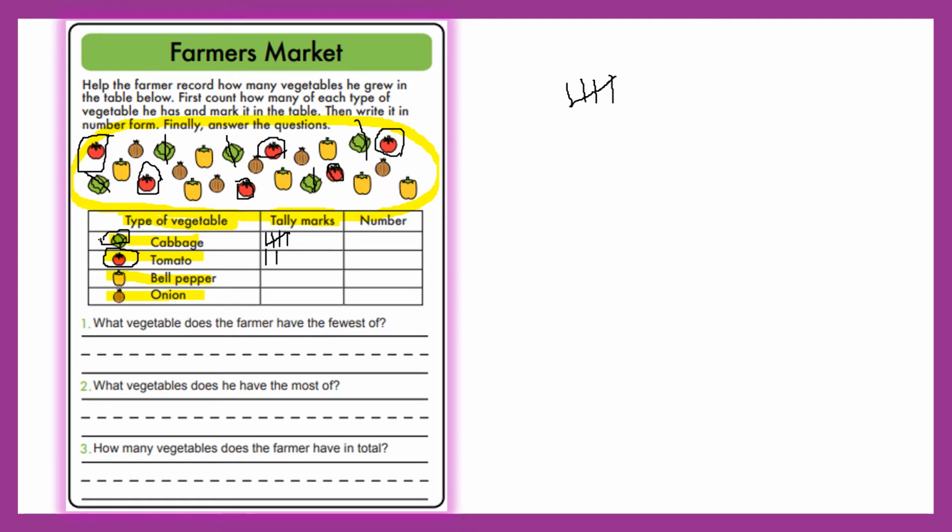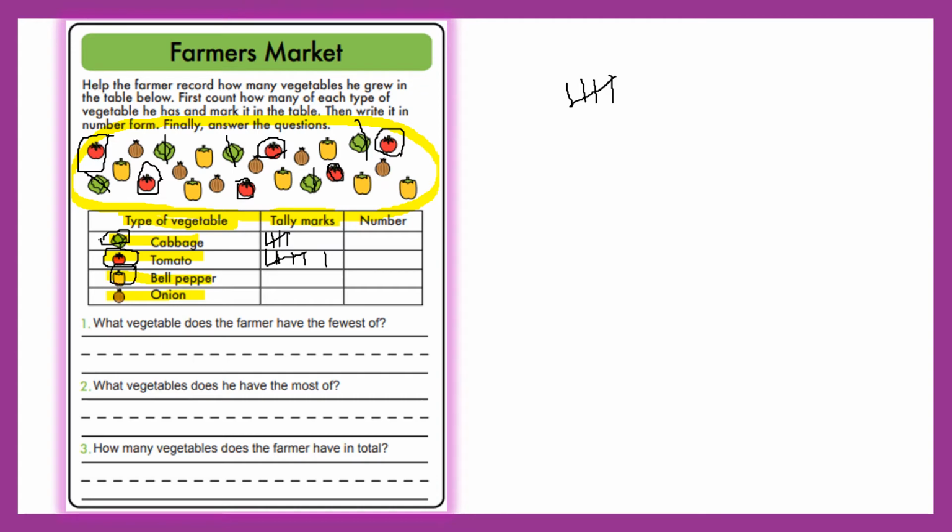All right, I circled all 6 of my tomatoes up there. You see that? All 6 of them are circled, so I have how many tally marks underneath or next to the tomatoes? 1, 2, 3, 4, whoops, 5, and then 6. So I have 6. All right, now we're going to do bell peppers.